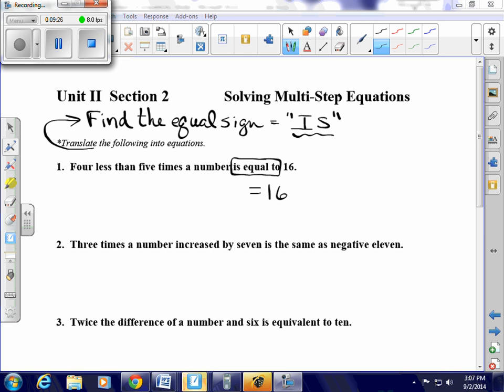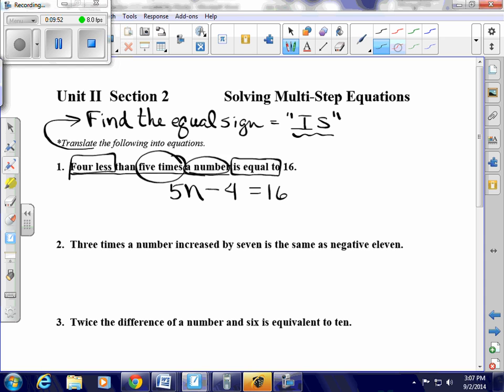so we know something's going to be equal to 16. All right, so now we're going to take this verbal phrase right here, 4 less than 5 times a number, and we're going to translate that into an algebraic expression. And again, if we looked at the number, let's call it n, 5 times that would be 5n. How would you write 4 less than that? Well, minus 4. And from here, we just add 4 to both sides.